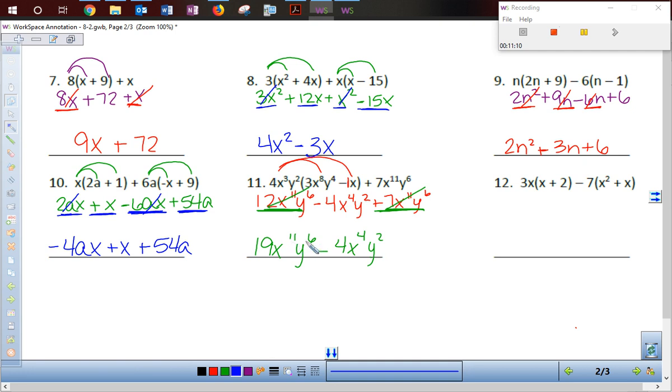Last thing before we move on, we just need to make sure it's in standard form. So I have an exponent of 11 and an exponent of 6, which gives me a degree of 17, and an exponent of 4 and an exponent of 2 to give me a degree of 6. So this one definitely has a higher degree than this one. It's in the right order.